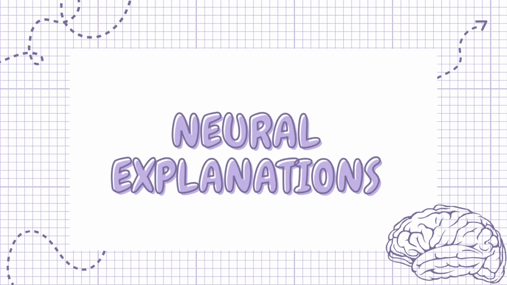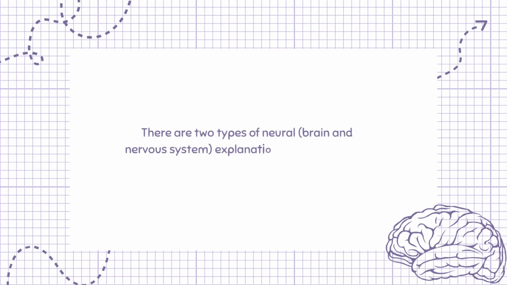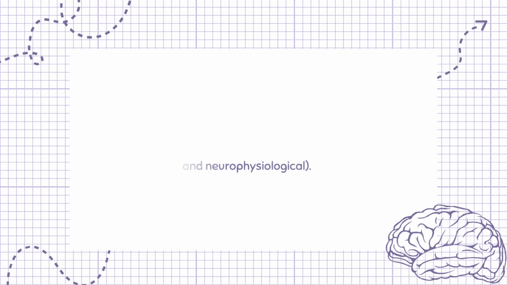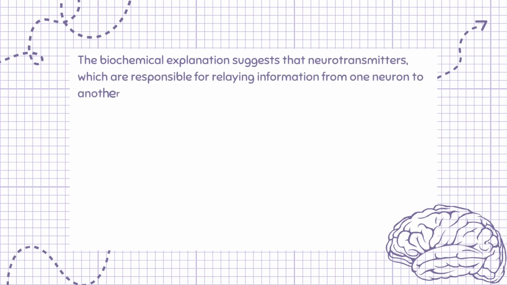Neural explanations. There are two types of neural, brain and nervous system, explanations: neurochemical and neurophysiological. The biochemical explanation suggests that neurotransmitters, which are responsible for relaying information from one neuron to another, are linked to obsessive thoughts and compulsive behaviors.